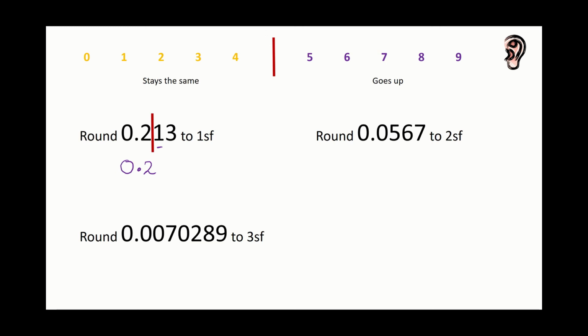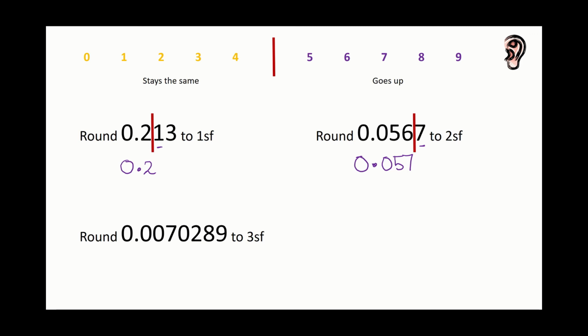To round 0.0567 to 2 significant figures, we place the line after the 6 because 5 and 6 are the 2 first significant figures. The 7 decides, which makes the 6 go up to a 7.